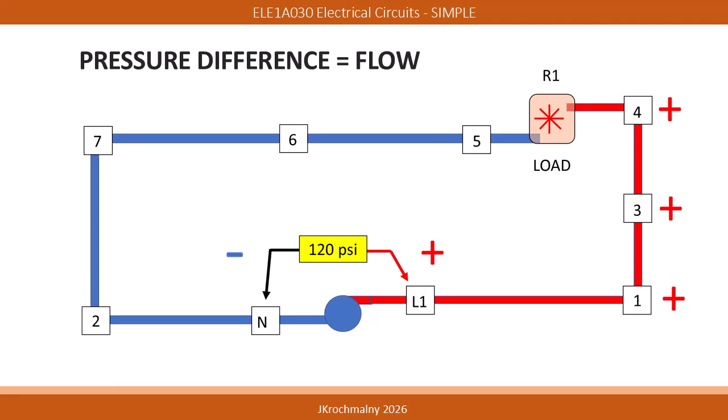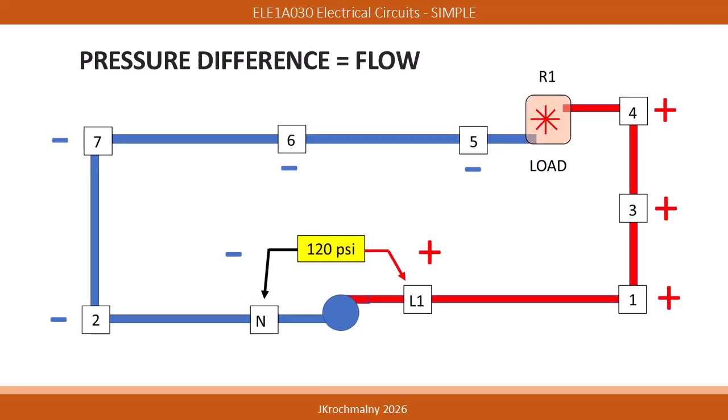Terminals L1, 1, 3, and 4 are in the red because they are under the pump's discharge pressure. If your hand were placed into these positions, it would deflect away from the pump. Notice the positive symbols next to the terminals. Terminals N, 2, 7, 6, and 5 are in blue due to the suction pressure developed by the pump. If your hand were placed into these areas, your hand would deflect towards the pump. Again, notice the negative symbols.